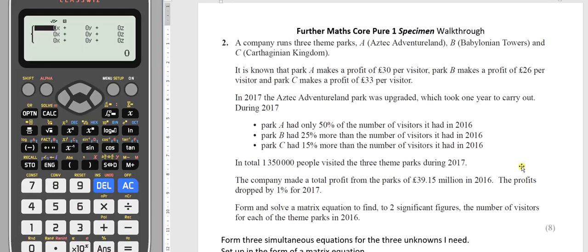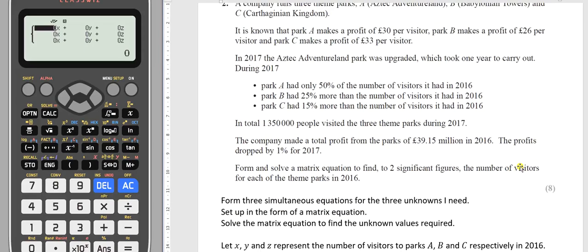Now, how do I form the simultaneous equations? Well, to start with, this first bit of information doesn't seem to give me an equation. It tells me how much profit I make per visitor for each park. And then this tells me that one of the parks was upgraded, and that doesn't seem like it gives me much information, but we'll come back to it. And then during 2017, we've got information about how the number of visitors changed. 50% of the number of visitors it had before. Well, maybe that's what this statement is about. As Tech Adventure Park was being upgraded, it only got half the visitors it had before. But parks B and C had 25% and 15% more than they had previously.